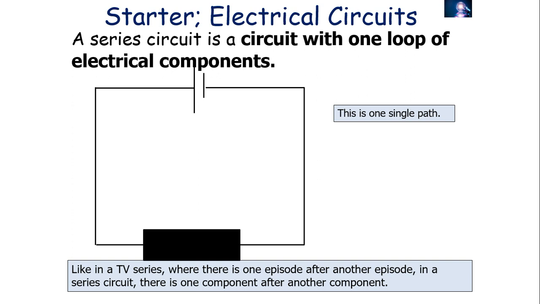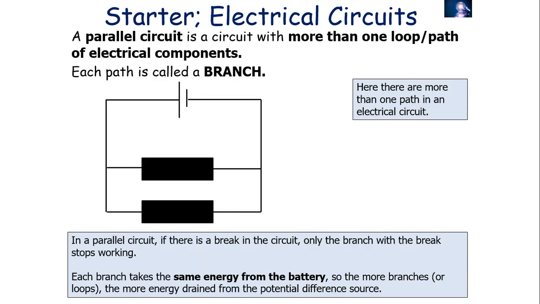Like in a TV series where there's one episode after another episode after another episode, in a series circuit there's one component after another component after another component. Now a parallel circuit is a circuit with more than one loop or more than one path for the electrical components. So here there'll be multiple paths that the charge can flow down in this circuit. A posh name for a path in a parallel circuit is a branch.